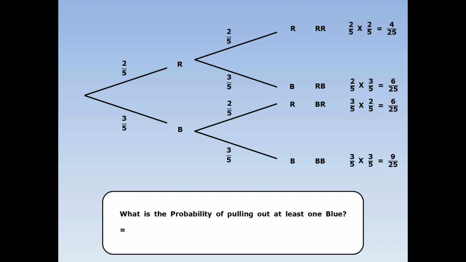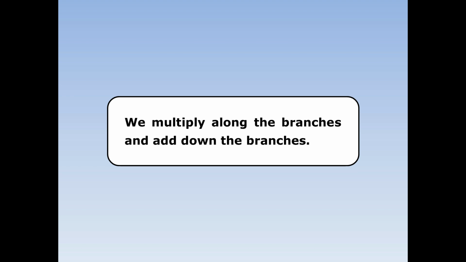What's the probability of pulling out at least one blue? That's those three: red then blue, blue then red, and blue then blue. I add down the branches, so I have to add up 6/25 plus 6/25 plus 9/25, and that all equals 21/25. We multiply along the branches and add down the branches.